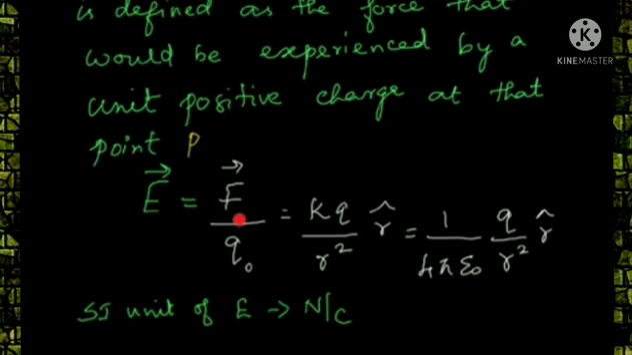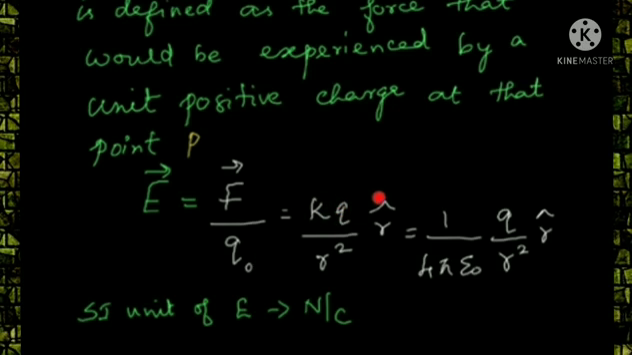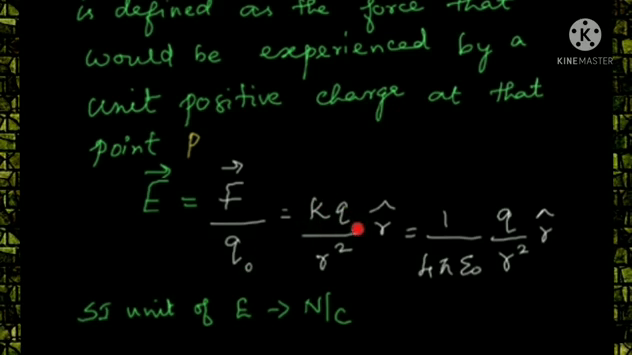It says K into Q1 Q naught upon R square. Q1 is the charge, Q naught is the test charge, upon R square. In the denominator and numerator, I have Q naught, so that will get cancelled. So this can be rewritten as K into Q upon R square into R cap.